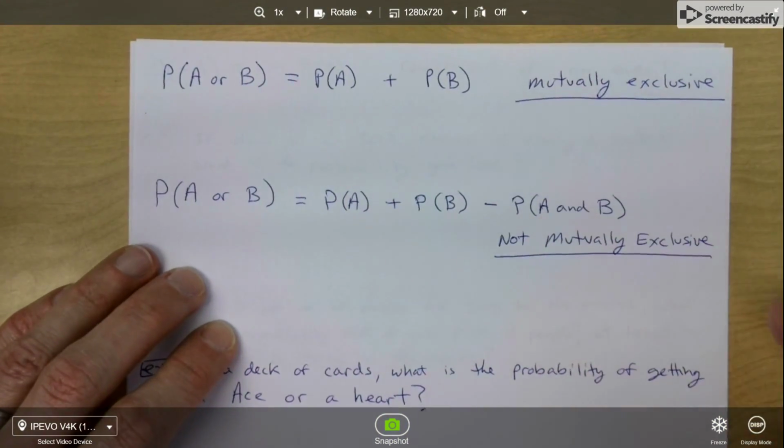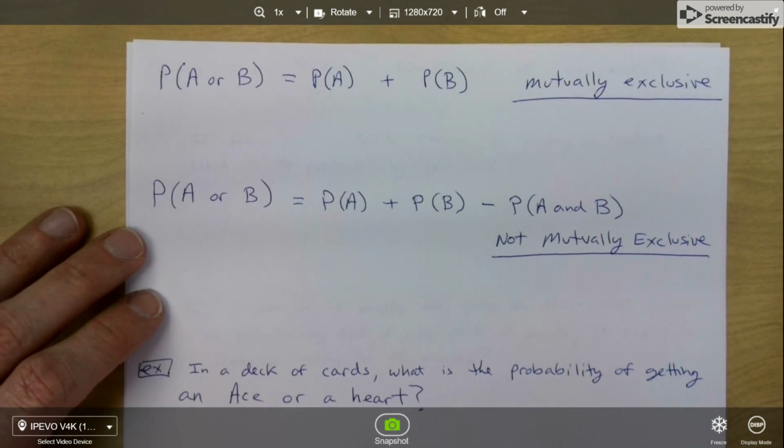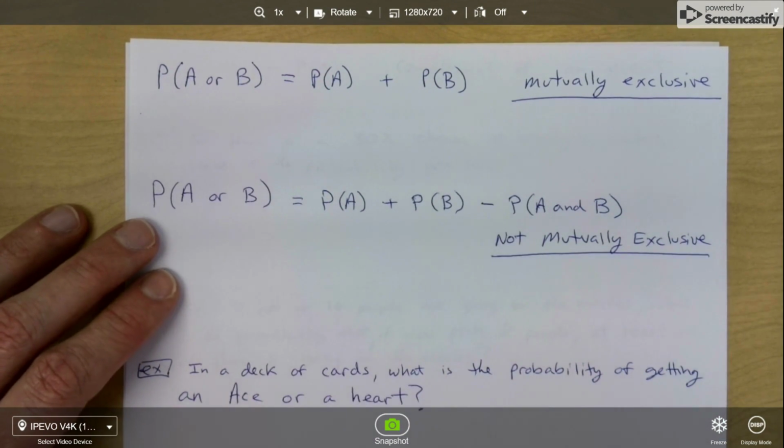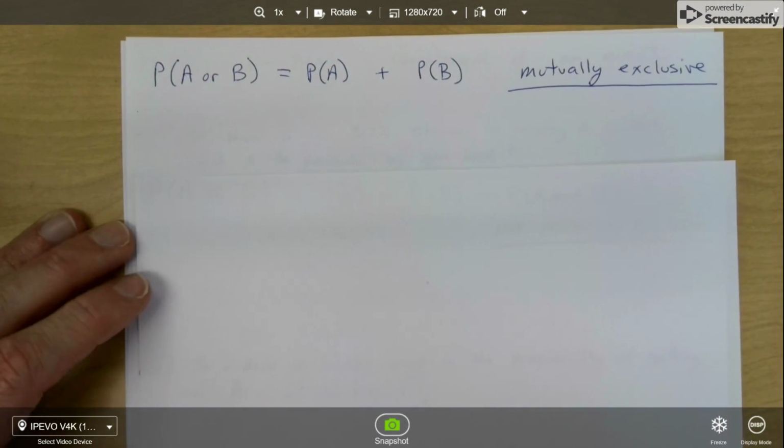Well, we're now coming, we did conditional, we did and probabilities, which are dependent, independent. Now we're looking at an or. What happens with our or probabilities? Let's just look at this first part.